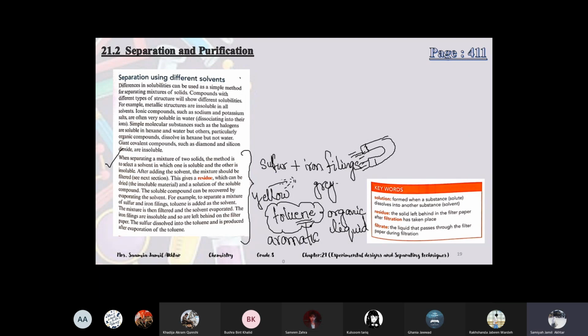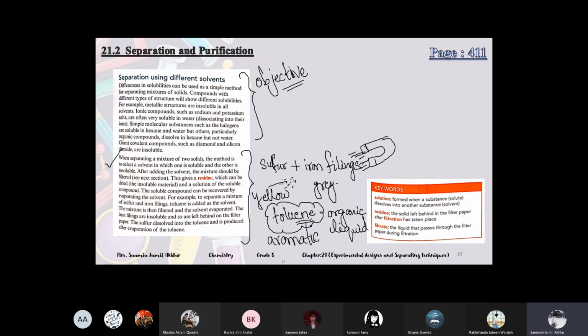Now this first paragraph is important for objectives. In this one it's written which type of compound is soluble in which type of solvent. So it's important for objective. Differences in solubilities can be used as a simple method for separating mixtures of solids.